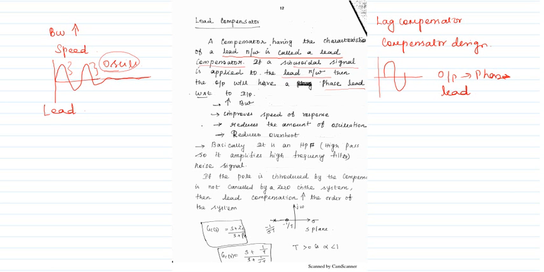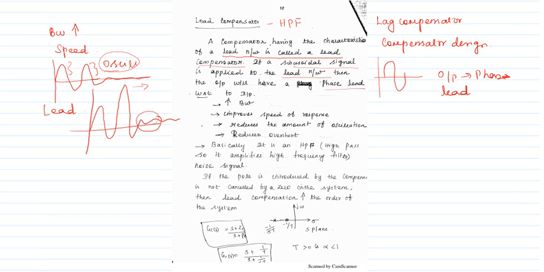Then it will reduce the overshoot. If the response goes like this, the overshoot and this oscillation will be reduced through the lead compensator. Also, we call this lead compensator a high pass filter. What is the meaning of high pass filter? It allows only the high frequency signals. That is the reason it is called a high pass filter. So it amplifies only the high frequencies and reduces the low ones.